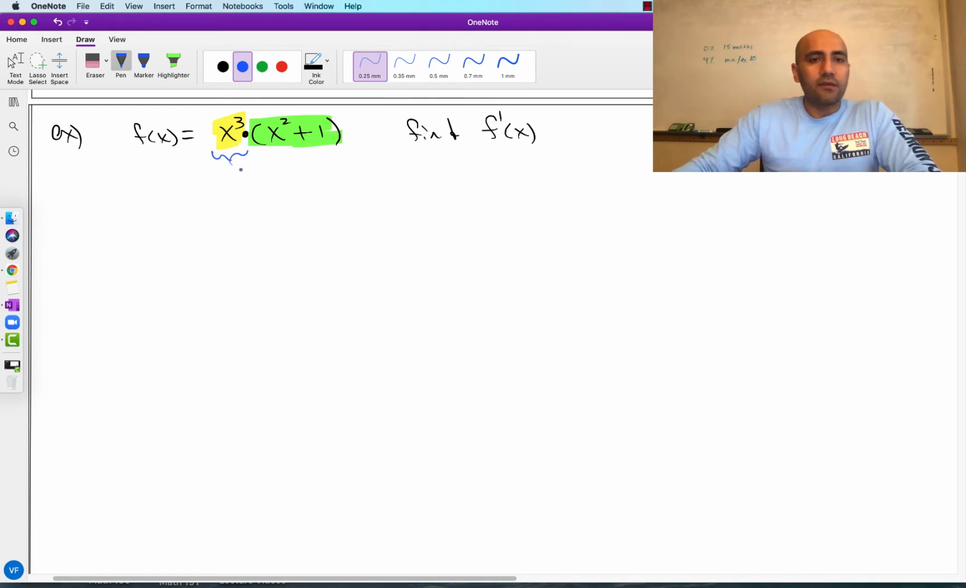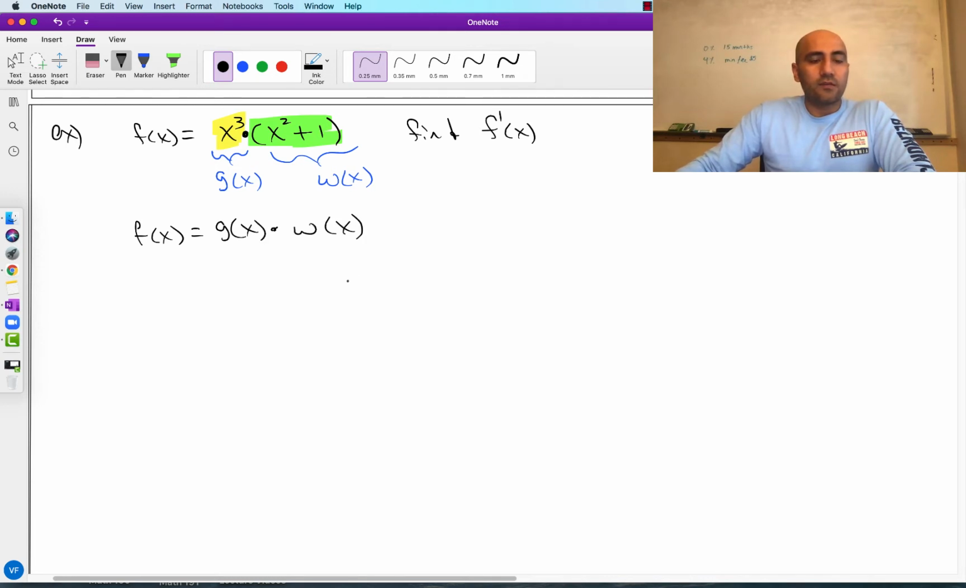Just for the sake of labeling, let's call this g of x, and let's call this, I don't know, w of x. So this is really the same thing as saying that my function f of x is equal to g of x times w of x. Following the product rule, I know that the derivative is going to be equal to: leave the first function alone, times derivative of the second function, plus, now leave the second function alone, times derivative of the first function.